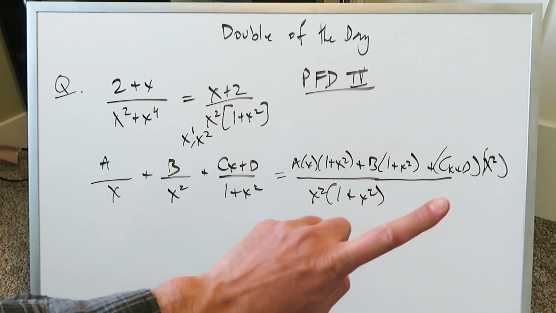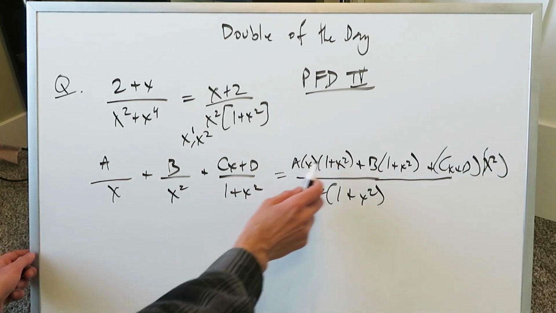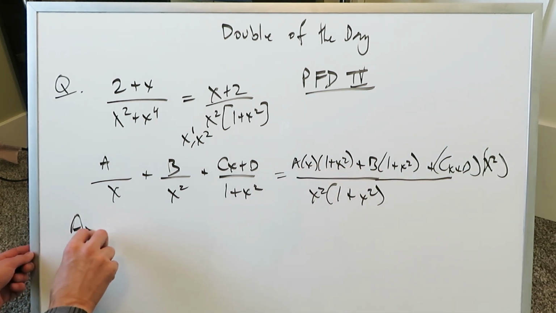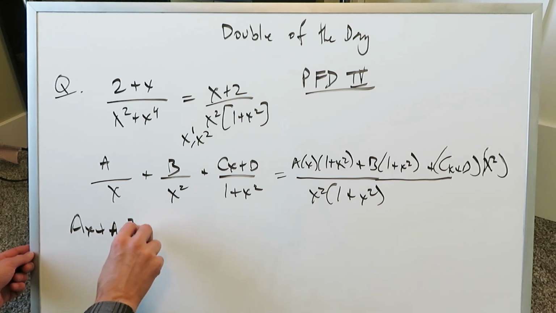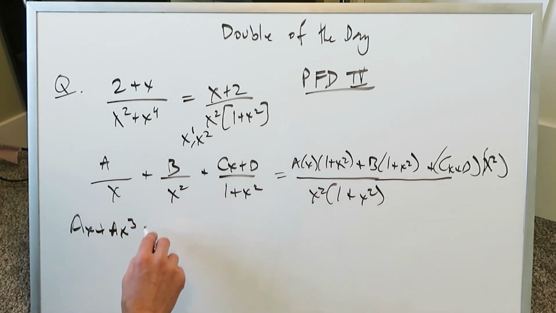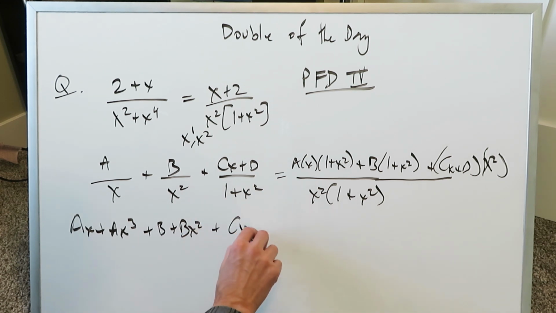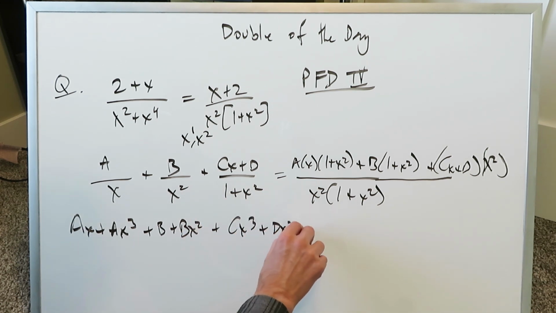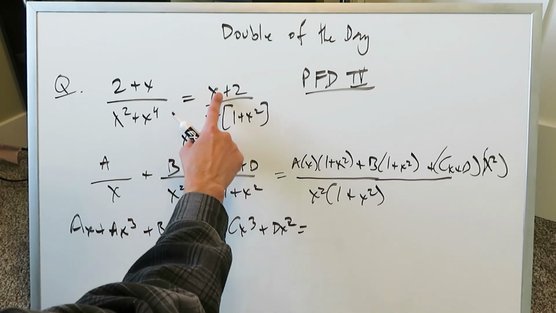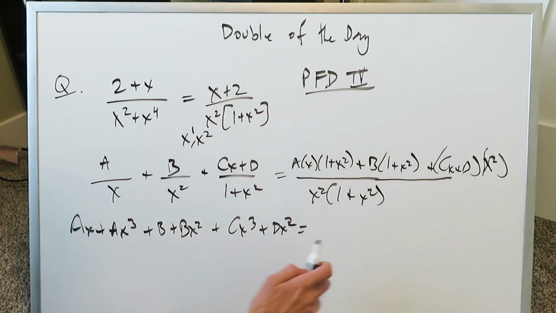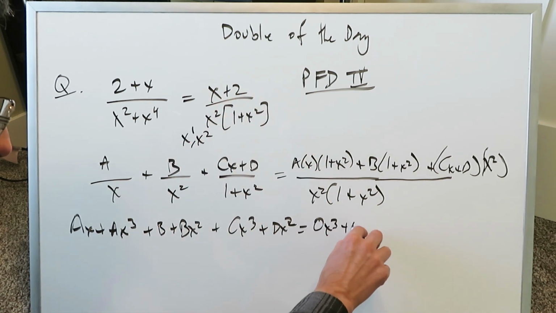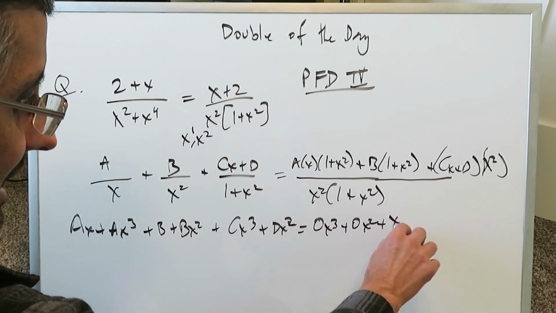You have to open it up. Opening it up can lead to a mistake, and you want to avoid that. You have ax plus ax cube, and then here you have b plus bx squared, and then there you have cx cube plus dx squared is equal to x plus 2, but you're seeing a square and cube, so you have to put 0x cube, 0x square plus x plus 2.